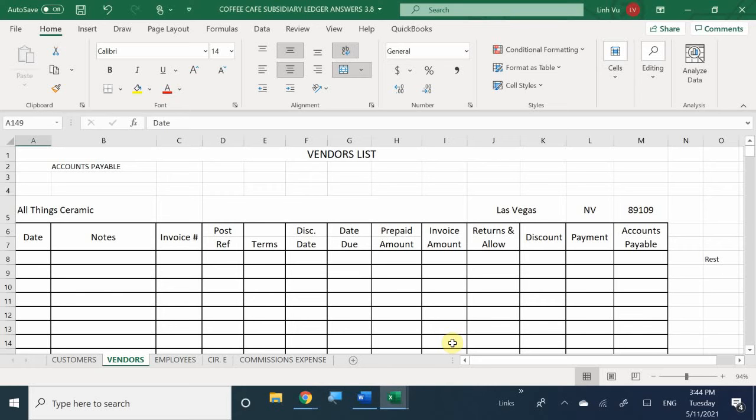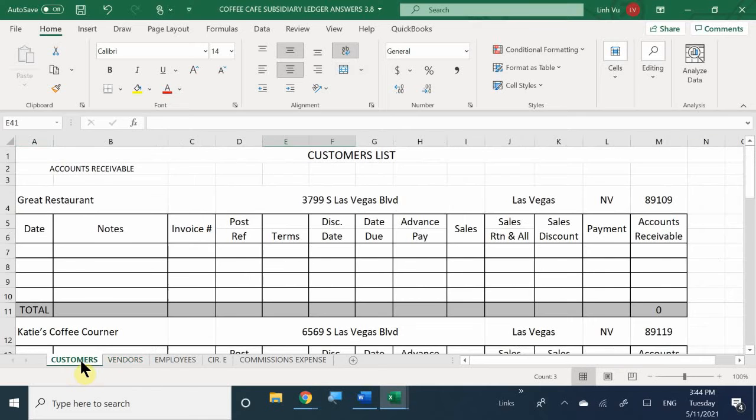So again, when we let our customers owe us money, how do we keep track of that? Well, here you go. You have a separate special book, which in this case allows us to keep track of our customers, right? Usually you would have their customer information. So let's look at customers. And you would have notes, invoices, right?